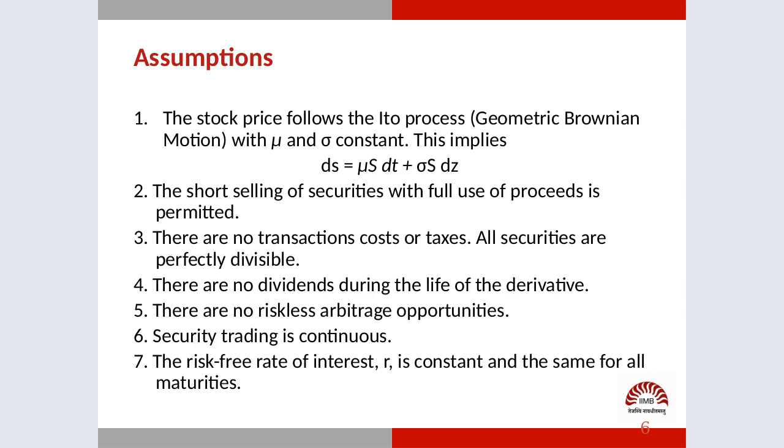Also, what is dz? Dz is what is called the Brownian motion, as I've written out there, or a Wiener process. Dz is actually mathematically written down as epsilon square root of dt, where epsilon is a normal distribution with 0 mean and variance 1.